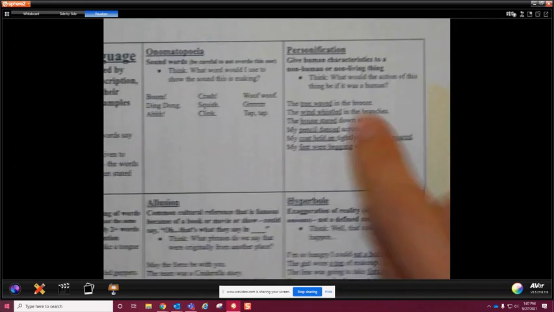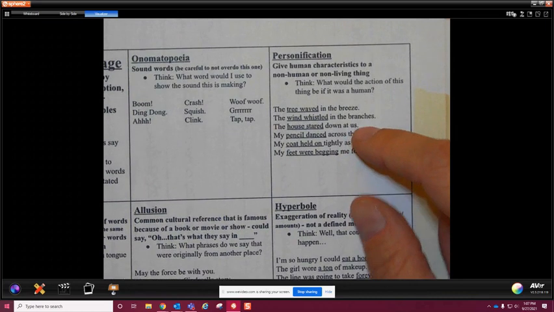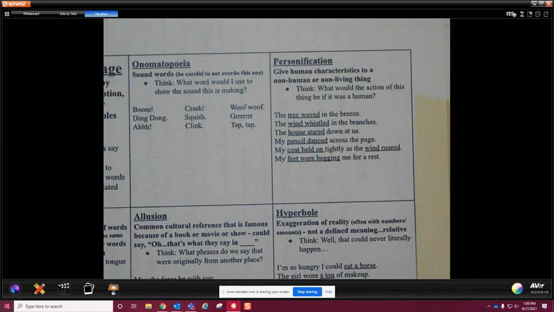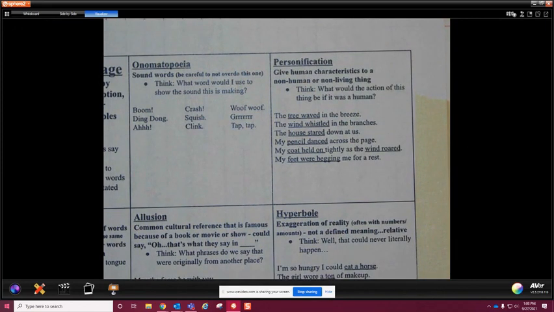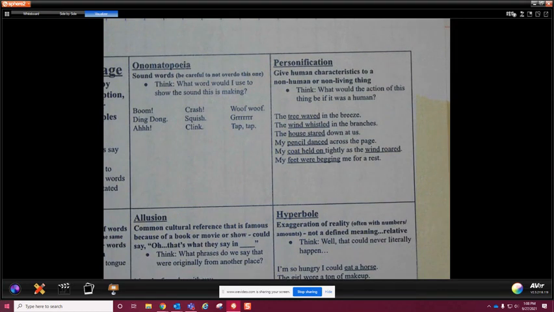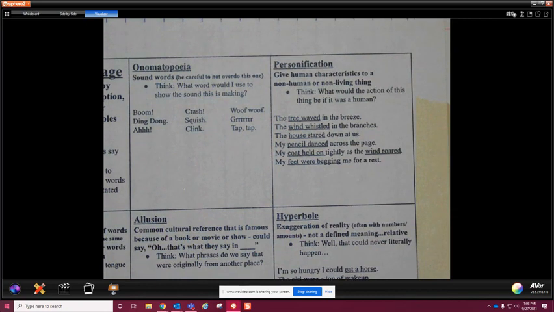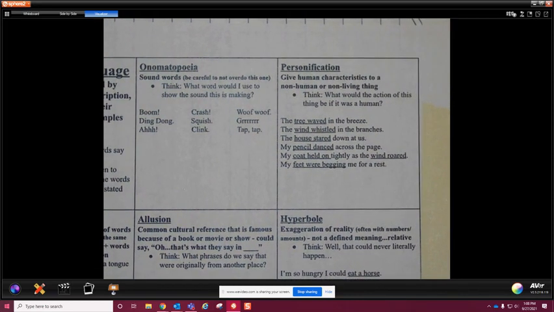Okay. Then we have personification. This is where you give human characteristics to a non-living or non-human thing. So for instance, the tree waved in the breeze. Sorry. So the tree's not actually out there waving to you like, hi. It's waving in the breeze in the sense that it's windy and it's just kind of swaying. Okay. Or my pencil danced across the page. That's like if someone's writing really furiously, like it's dancing on the page because it just keeps moving. Okay, so it's a way to say things creatively to get a point across. It's not taken literally.